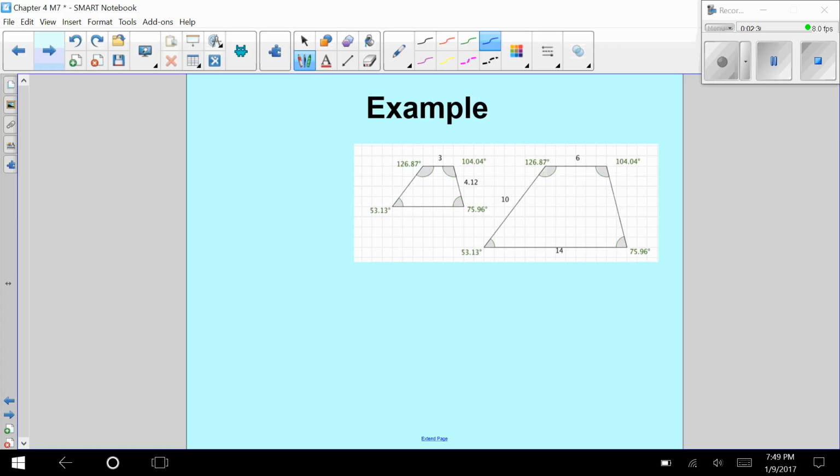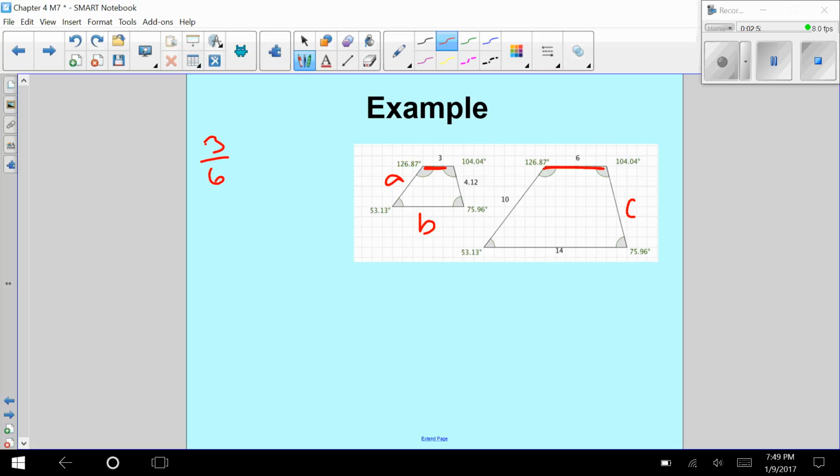So let's start with an example. You'll notice that all of the corresponding angles are the same measures. So we are going to find our missing sides. Let's call them A, B, and C. Now you'll notice that in both figures, this top side is given to us. That's where we're going to start. Our first ratio will be 3/6.